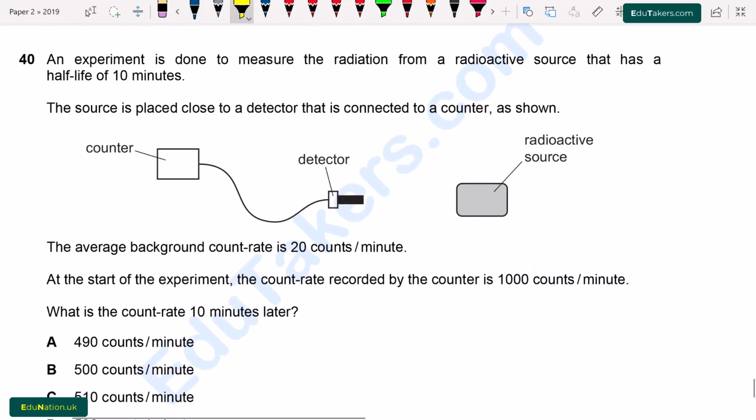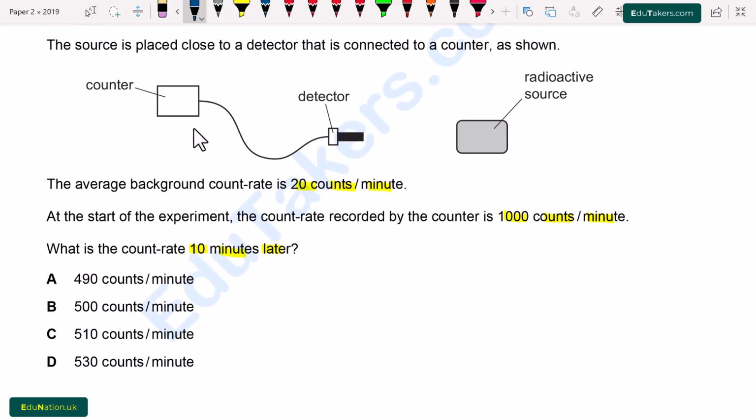Question number 40. An experiment is done to measure the radiation from the radioactive source that has a half-life of 10 minutes. The source is placed close to the detector that is connected to the counter as shown. The average background rate is 20 counts per minute. At the start of the experiment, the count rate recorded by the counter is 1000 counts per minute. What is the count rate 10 minutes later? Half-life is given, which is 10 minutes, and we have to find out the count rate after 10 minutes. It means that one half-life passes.